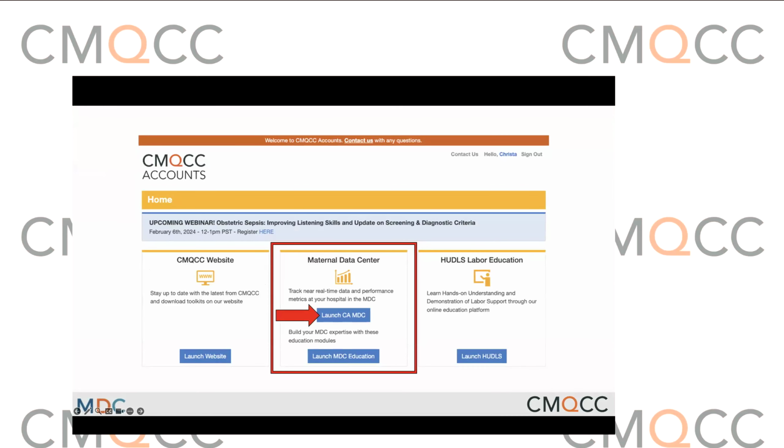So this is how you access the structure measures checklist within the MDC. This is the landing page for accounts. If you do not have an account yet, we have many user guides at CMQCC for how to sign up for an account. It takes about 2 minutes. Anyone with access to the MDC currently will already have an account and be able to access it this way. But this is the landing page in which you access that. So there in the middle, you see the Maternal Data Center box, and you just click on the Launch the California MDC button. Next slide.